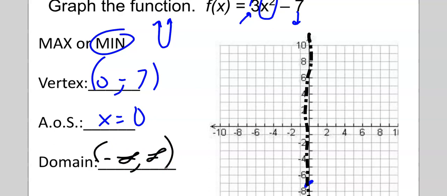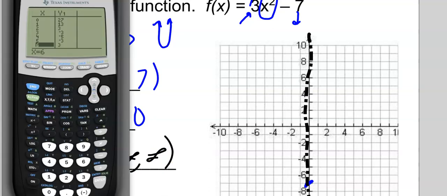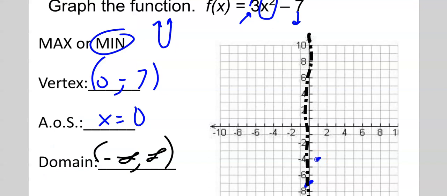All right. And then I'm going to go to my handy dandy calculator and put this one in. So y equals, clear it out. And I'm not going to write the long form. I'm just going to write 3x squared minus 7. And there it is. So I'm going to get a couple points on the left side, or right side. There you go. 1, -4, and 2, 5.